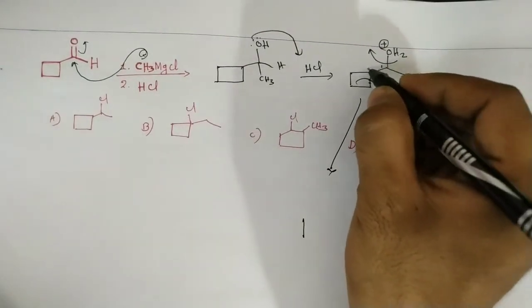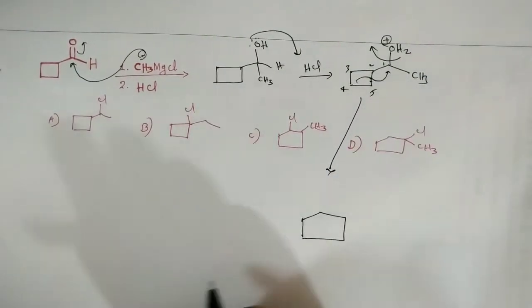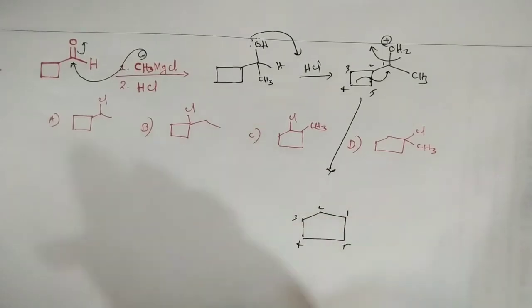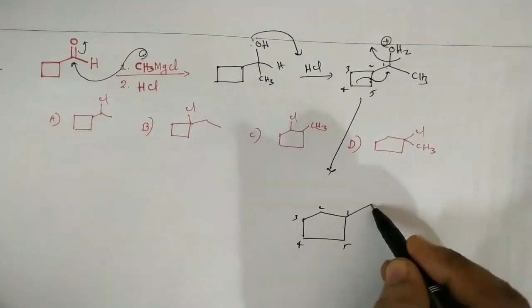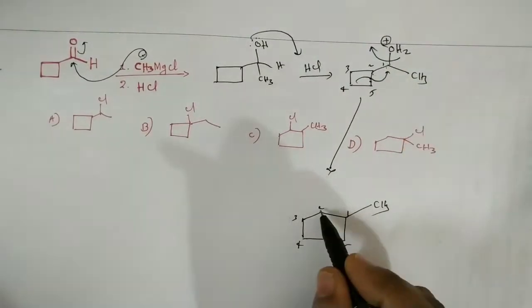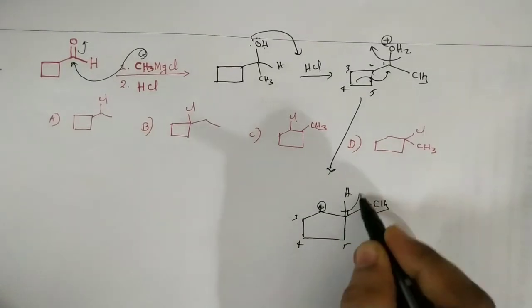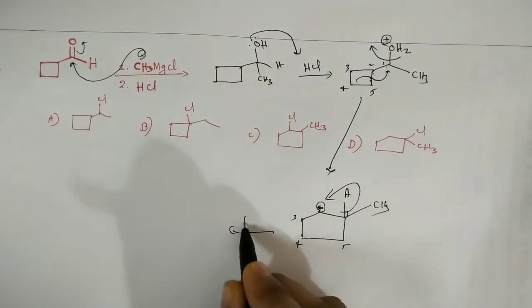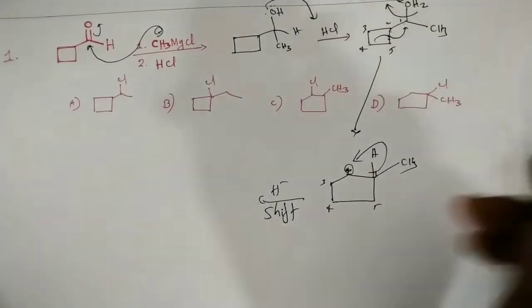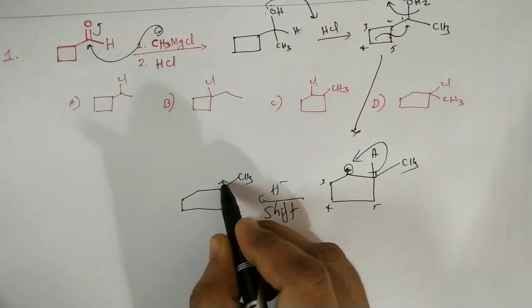That means here 1, 2, 3, 4, 5, a 5-member ring. So first carbon, second carbon, third carbon, fourth carbon, and fifth carbon. On the first carbon, there is a methyl. Now between carbons 2 and 5, the second carbon carries a positive charge. Again, there is a hydrogen on the first carbon. By a hydride shift, we will get the very stable tertiary carbocation.